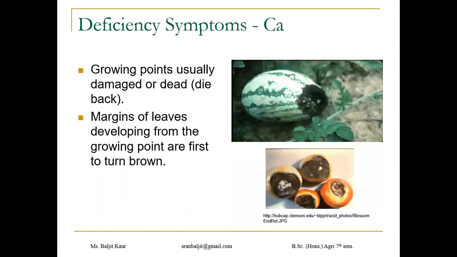Then calcium. If there is deficiency of calcium, then the growing points of the fruits will be damaged and will die back. In these pictures you can see the growing points of the fruits are damaged, right? And margins of leaves developing from the growing point are first to turn brown. So margins of leaves will also turn brown, and fruits will also be damaged and will die.